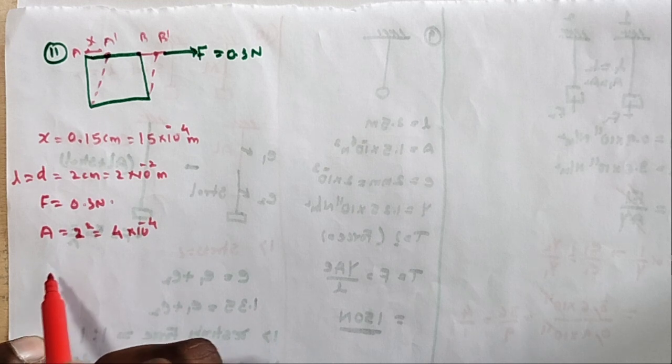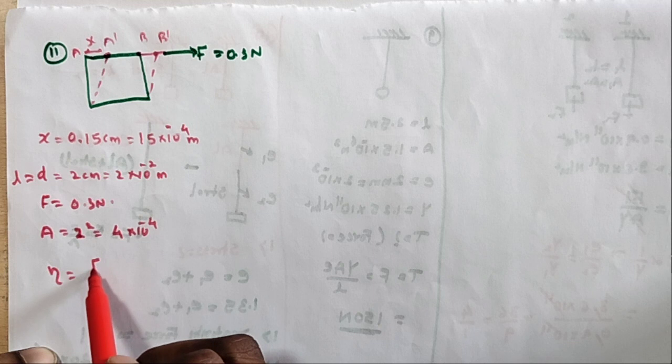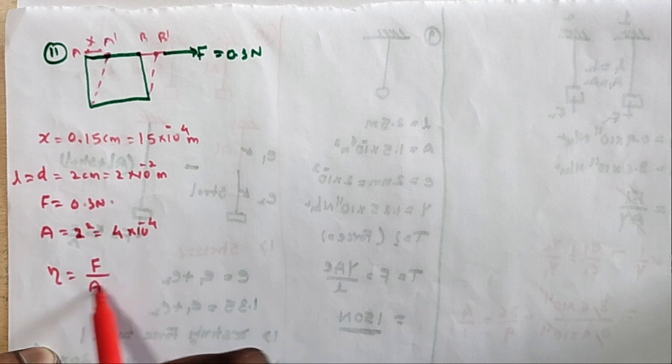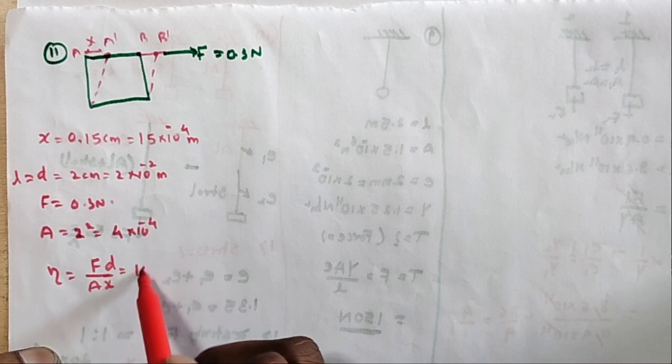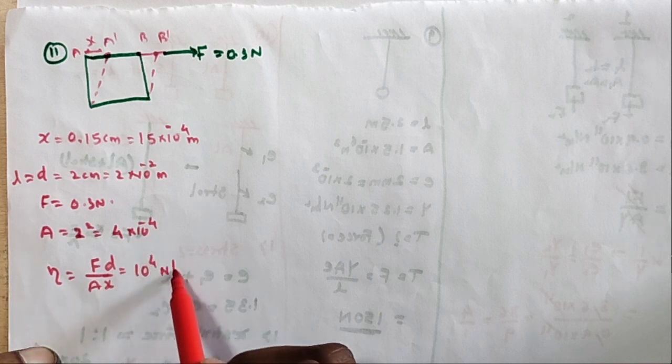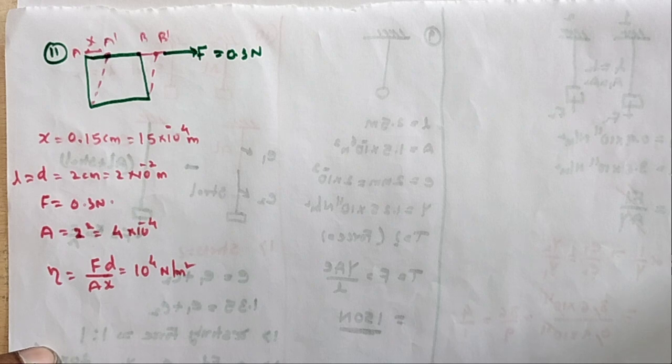So find the rigidity modulus. Eta is equal to F by A into L by x. So you can calculate finally 10 power 4 Newton per meter square.